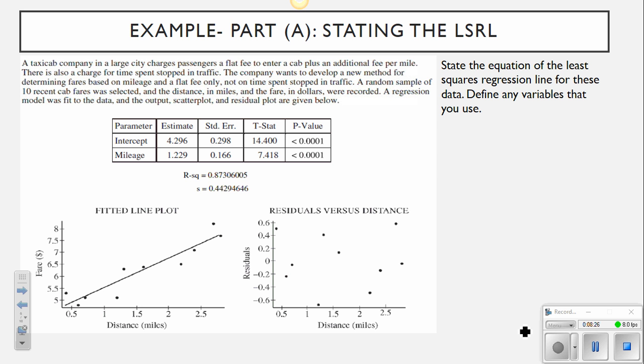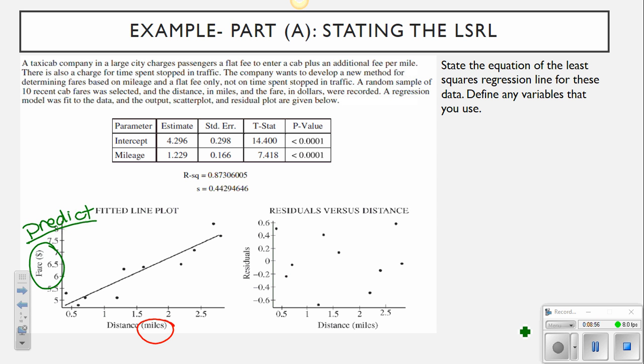All right, so here's your output in the middle. You have your scatter plot over here on the left. You have your residual plot in the middle there. What is going to be our explanatory variable? What's our x variable here? Distance. So that's going to be what we use to predict what? We're predicting the fare. So we should have a predicted cost here, right? Remember, the y variable is generally what you're going to be predicting.